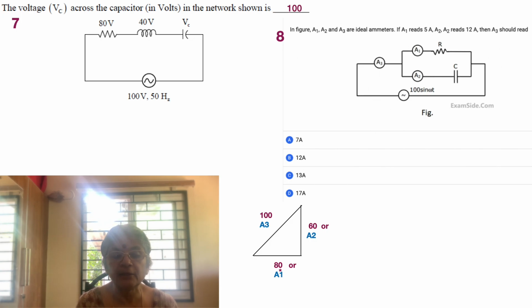What does it mean? A2 is reading a current which is at 90 degrees with respect to the current flowing through the resistor. So we take 12 squared plus 5 squared, that is 144 plus 25, which is 169, and its square root is the current that A3 is measuring, and that is exactly what is asked. The square root of 169 is 13 amps, as simple as that. So that is the option where 169 has a root equal to 13.